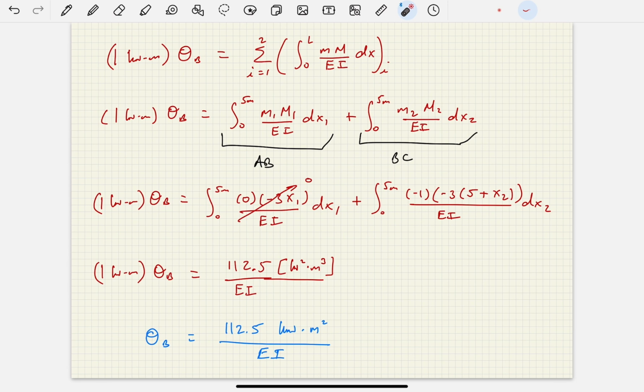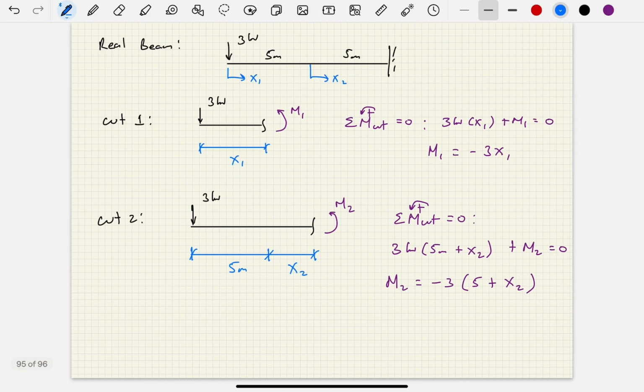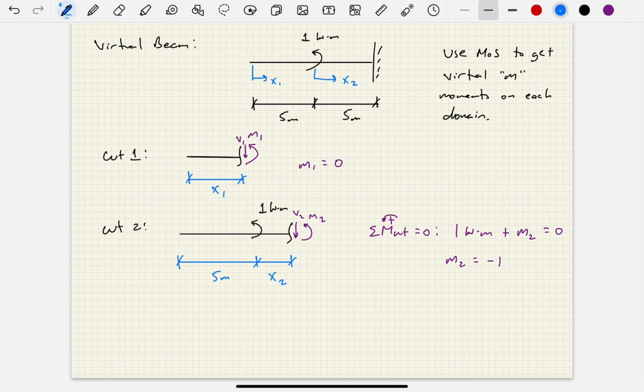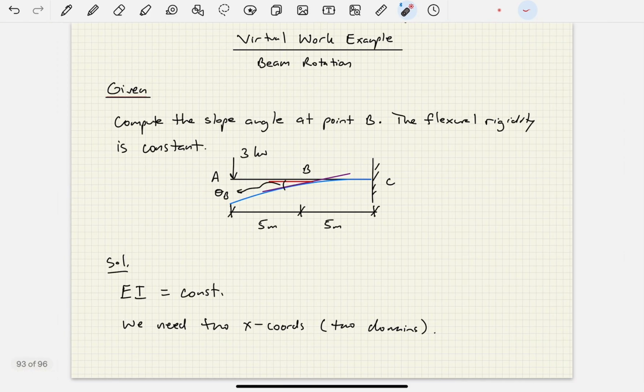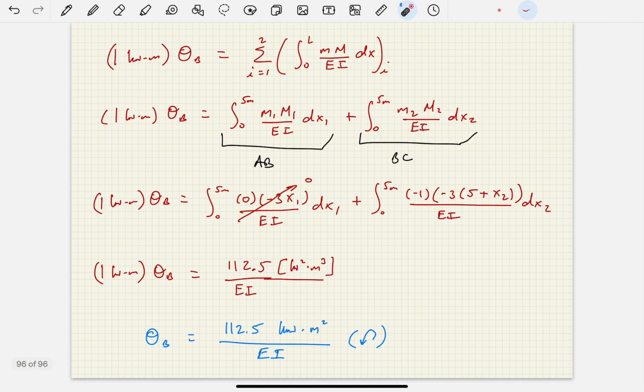And what is the direction of this? Well, this came out positive, which means that this is going to rotate in the direction that we assumed for our unit load. So we assumed our virtual unit load was rotating in a counterclockwise fashion. We did all the calculations. Our final value came out positive. So that means that theta is rotating counterclockwise. And that makes sense here. This thing is rotating counterclockwise. If we go back to our original figure and look at that tangent line orientation, okay? So that concludes this example.